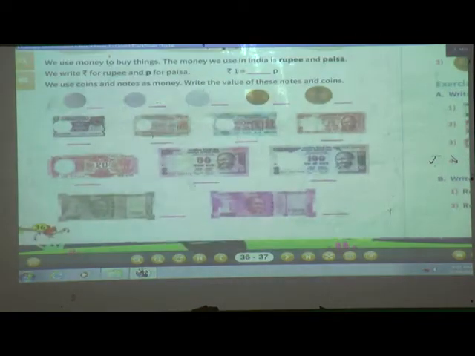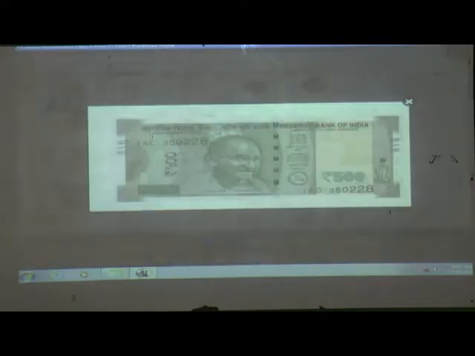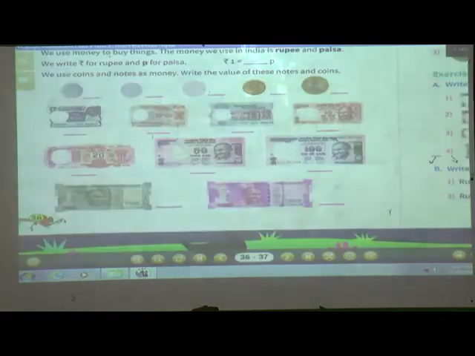Then after that we saw 2 more notes. See this note. Which number can you see here? Yes, it is a 3-digit number. Read this number. It is 500. And see here, a symbol is there. Which symbol can you see here? It is the symbol of rupees. So what is it? It is a 500 rupees note.